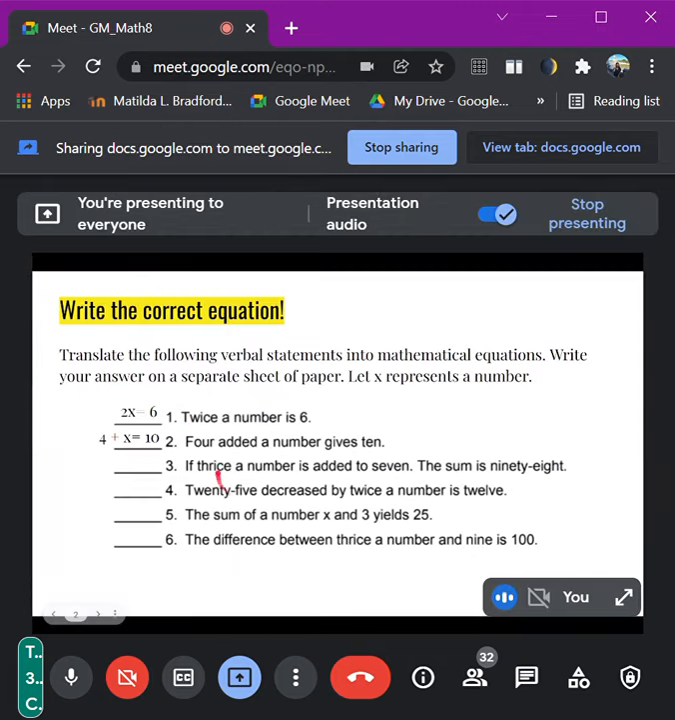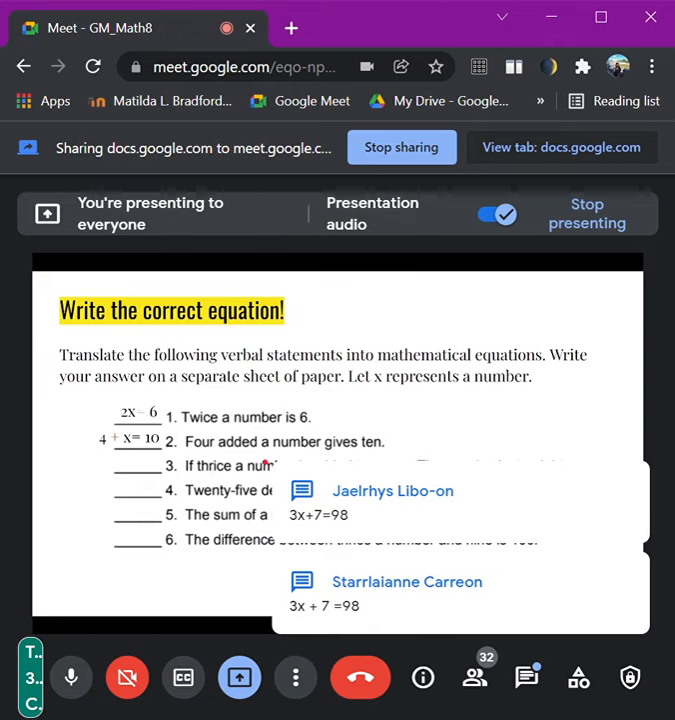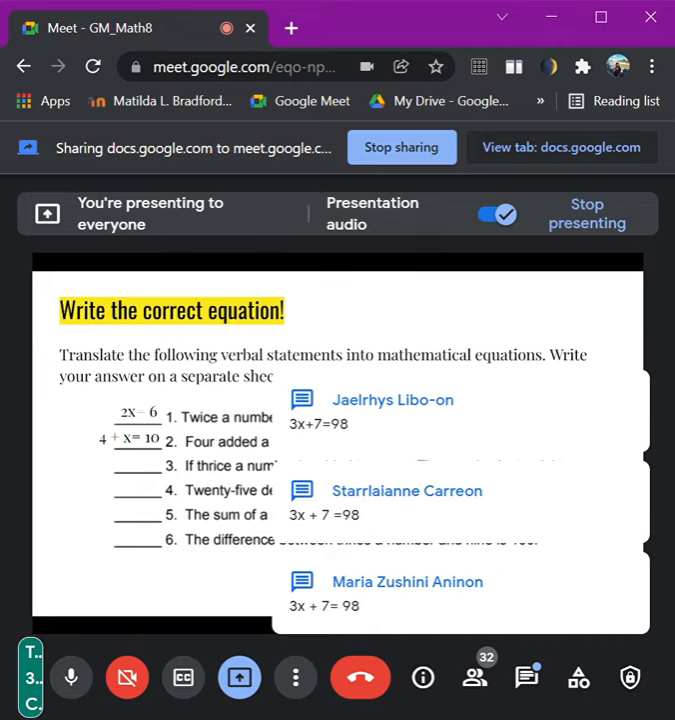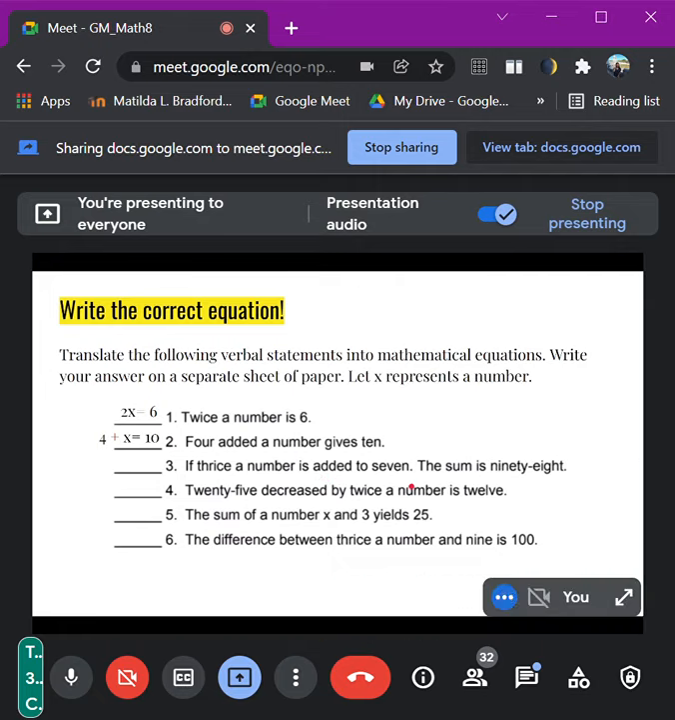Diba? That is equivalent to 3. And then thrice a number, so meaning to say 3x, or 3 times x, and then you add 7 and the result is 98. So your answers are correct.